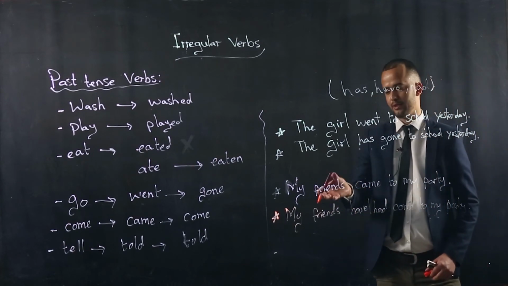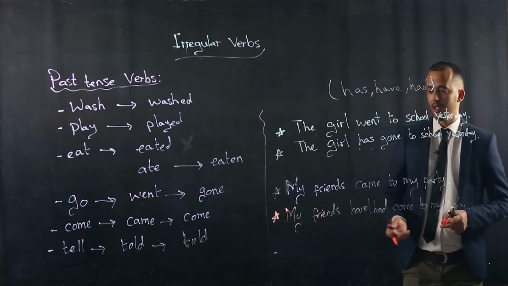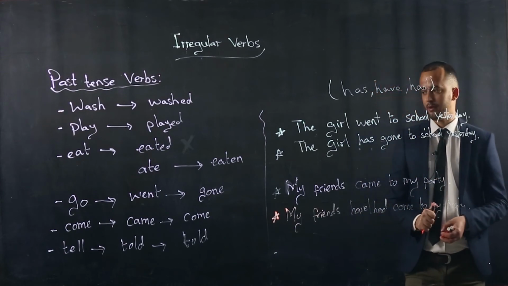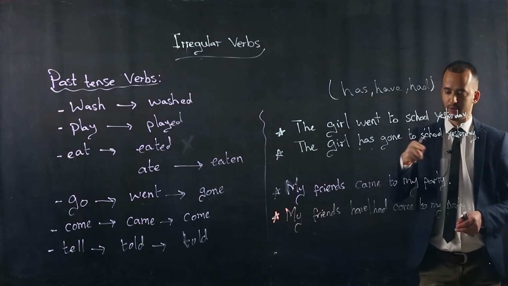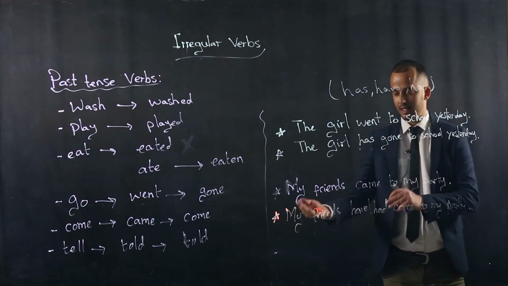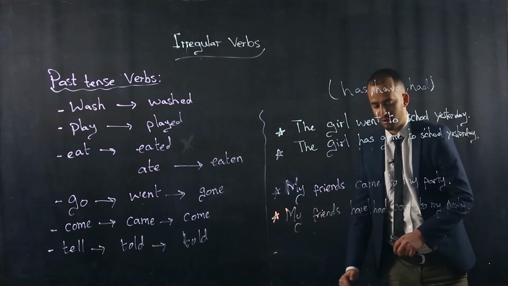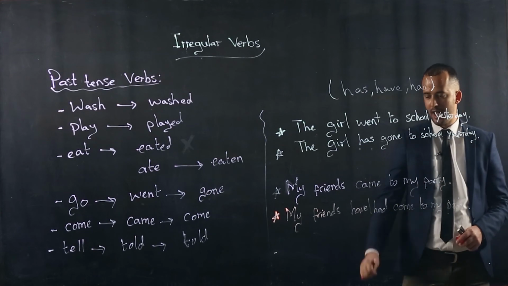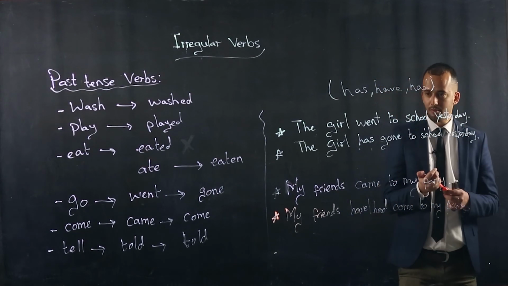Now what's the difference between the first sentence and the second sentence? It's the same thing, the same reason. In the first sentence, we are using the past tense of the verb come, which is came. We said, my friends came to my party. But in the second sentence, we have used the past participle form of the verb, which is come, following the helping verb have or had.